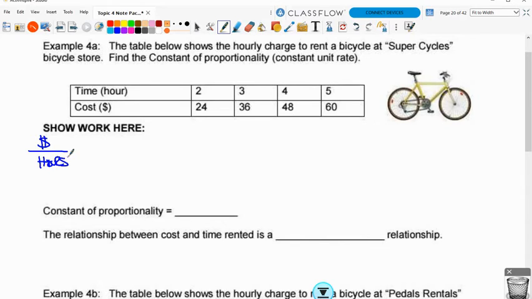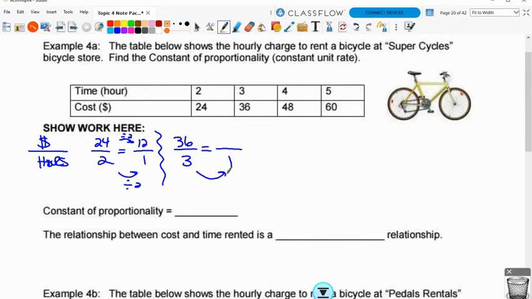So taking a look at the first set of data, we see that it costs $24 for 2 hours to rent the bike. Get your unit rate, divide each number here by 2. 24 divided by 2 is going to give you 12, so the unit rate there is 12 over 1. Second set of data, it's $36 for 3 hours. Again, get your unit rate by dividing each number by 3 in this case. 36 divided by 3 is equal to 12.